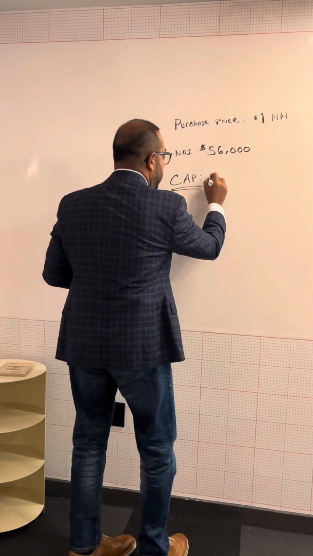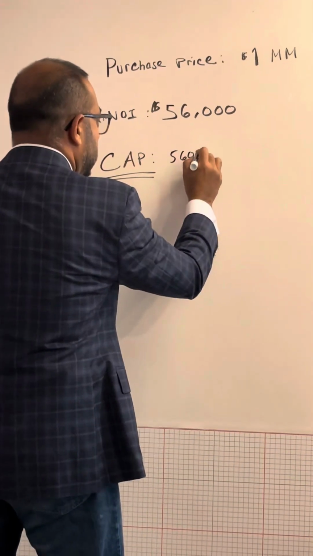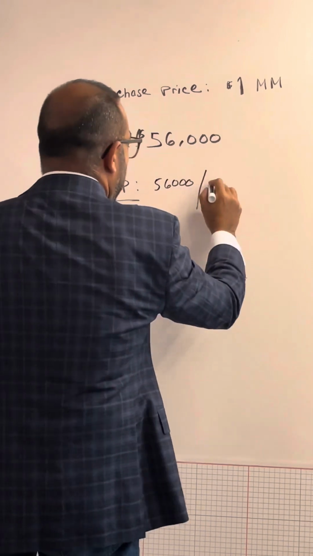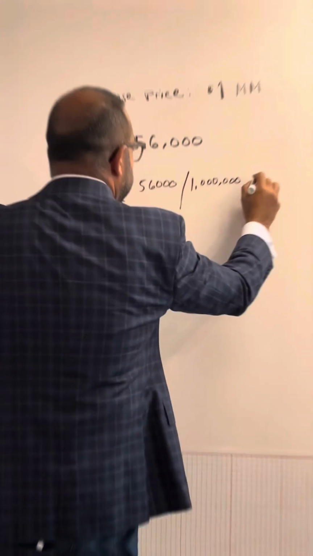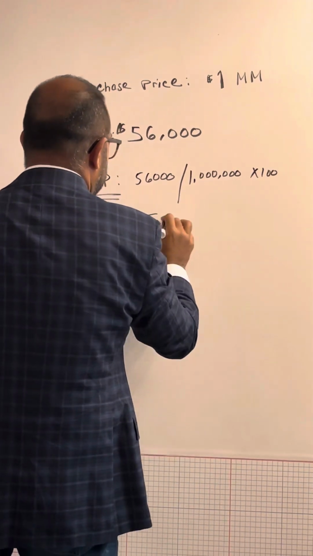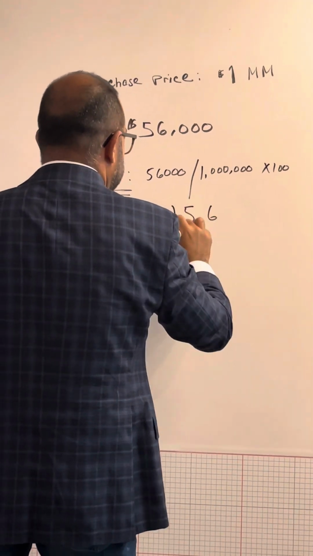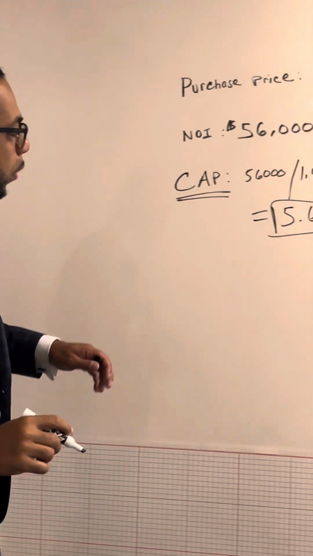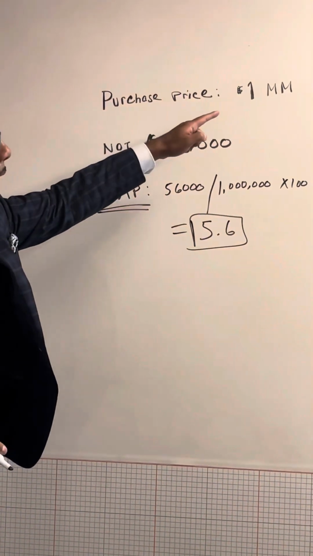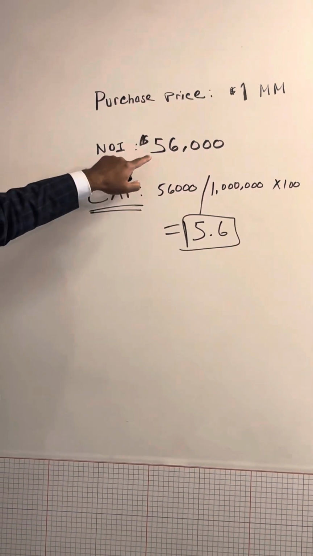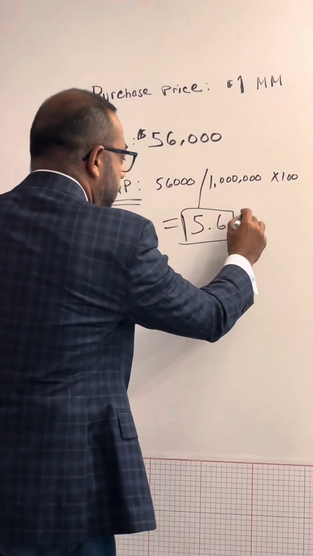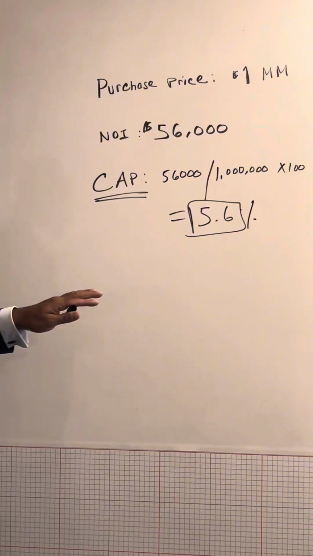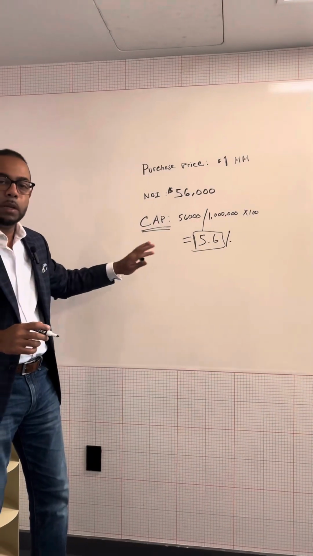take NOI of $56,000 divided by $1 million times 100. You will get 5.6 cap. What it means is that if you pay $1 million and you receive $56,000 of annual income, your return is going to be 5.6%. So that's your annualized return.